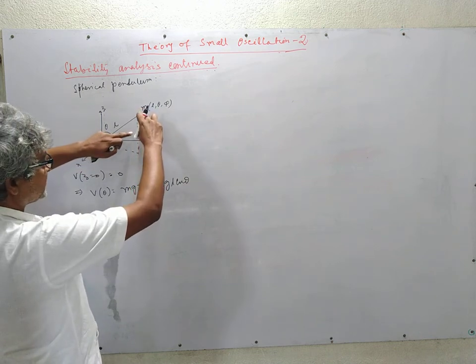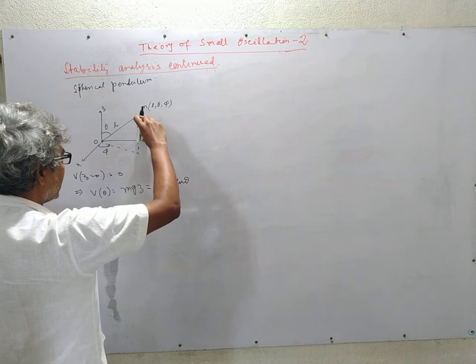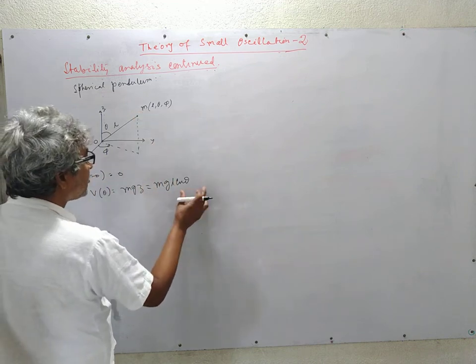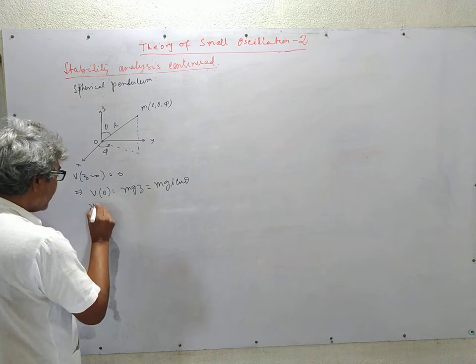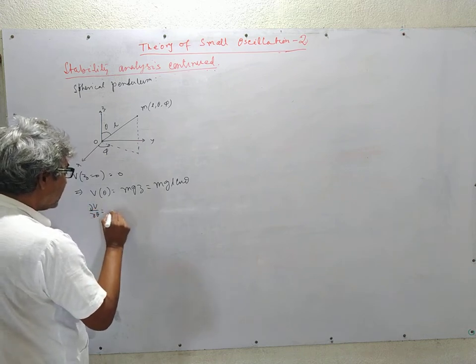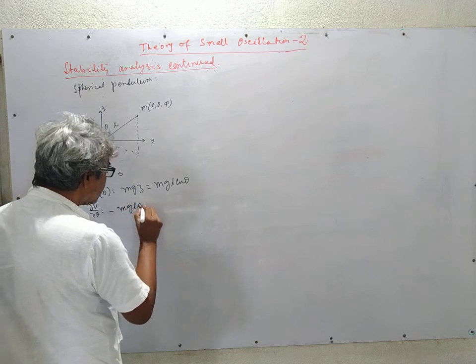At a particular instant, the z component of the bob is z, which is L cos theta, so this is the potential. So the first derivative of it, del V, del theta, is equal to minus mgL sin theta.